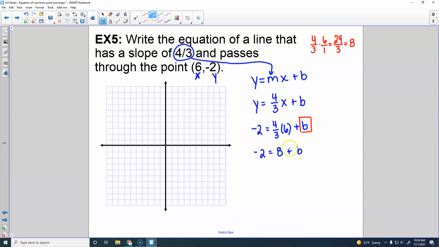I'm still trying to get this b right here by itself. So, Passion, what do you think I should do to get that b by itself? What do I need to get rid of, the 8? There we go. Do you take 8 away from negative 2? Yes. So we're going to subtract that 8. What's that going to give us, Passion? Negative 10. Negative 10 is our b. So what we just found is our y-intercept. B is the y-intercept.